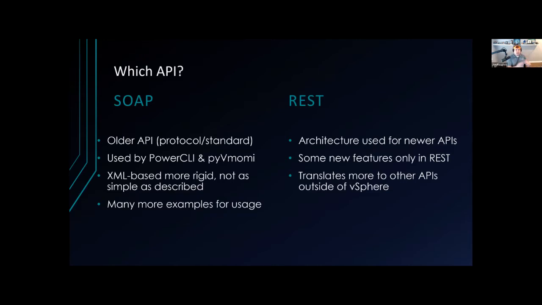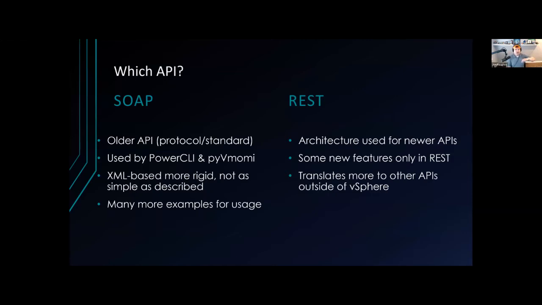So we're going to talk about the history of the APIs within vSphere itself, right? On the left side here, we've got the SOAP API. This is an older API. It is actually a protocol and a standard that's built around SOAP, which stands for Simple Object Access Protocol. These were the original APIs, right?